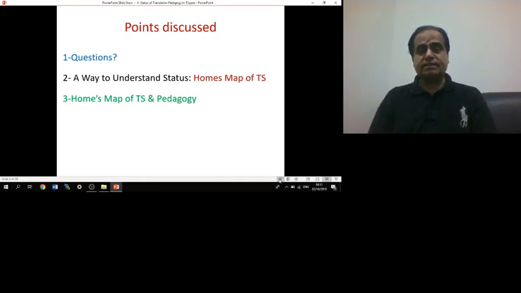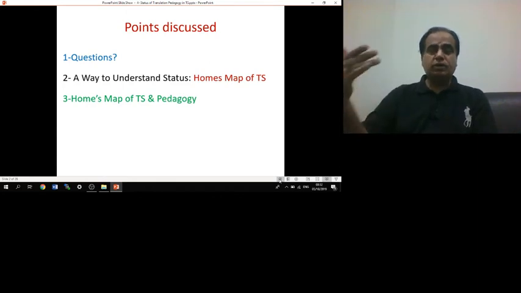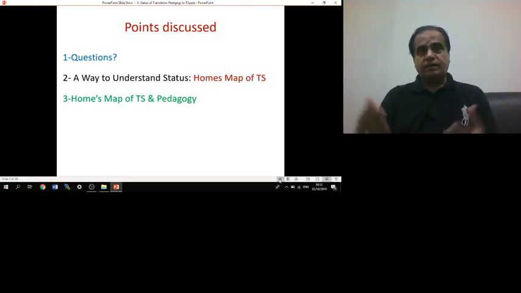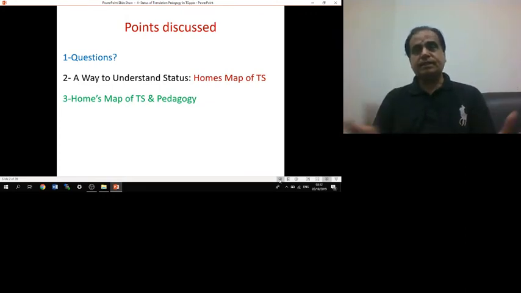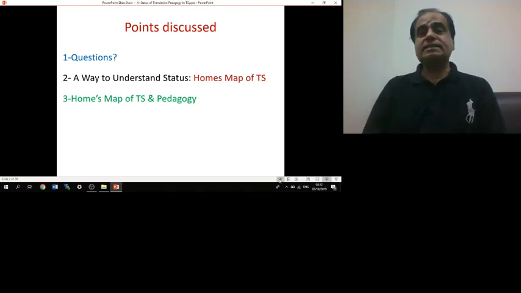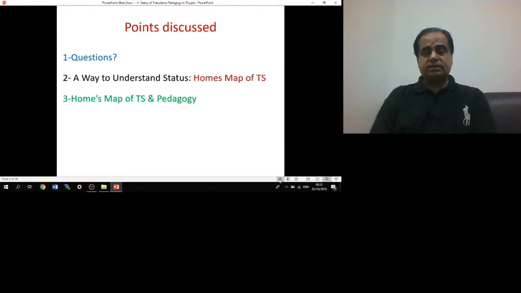The second point discussed in this lecture is a way to understand the status, that is translation pedagogy status in translation studies. And for this, we are getting help of Holmes' famous map of translation studies. The third is Holmes' map of translation studies and pedagogy. In this we shall try to connect point number two with number three. Basically, it is the place where translation pedagogy is situated in translation studies.